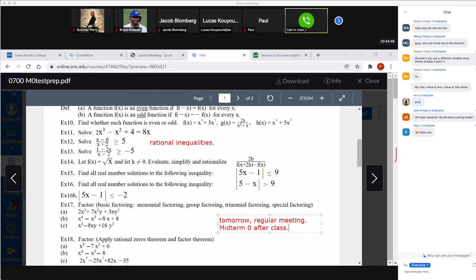You mean besides the notes? Should we just focus on the notes? Is what I'm trying to get at. I think it would be a good idea if you just grab one other, maybe a pre-calculus textbook, and study the earlier chapters. All right.